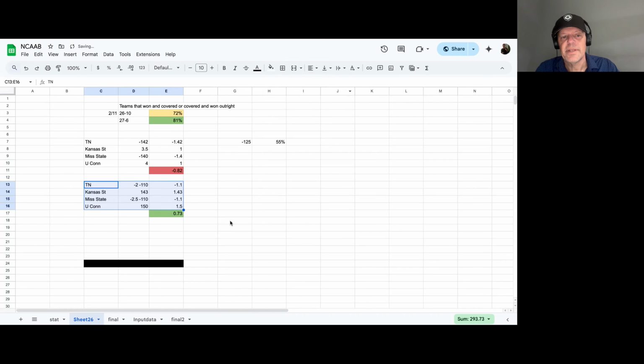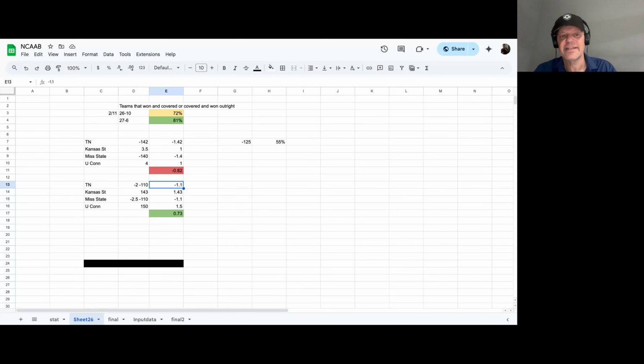And drum roll, and now he's profitable. So how this would look, Tennessee, he would lay -2, -110. That was a loss, so -1.1 units. And you could see the big difference there. So that's a 30-cent difference of loss. So instead of losing -142, only loses -1.1.